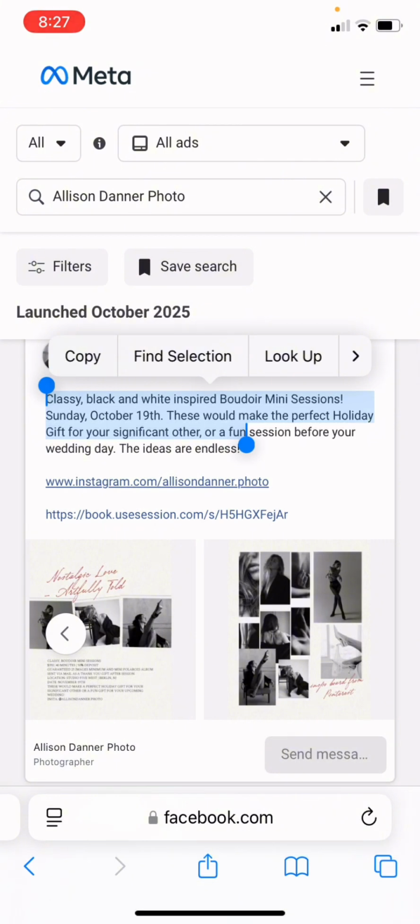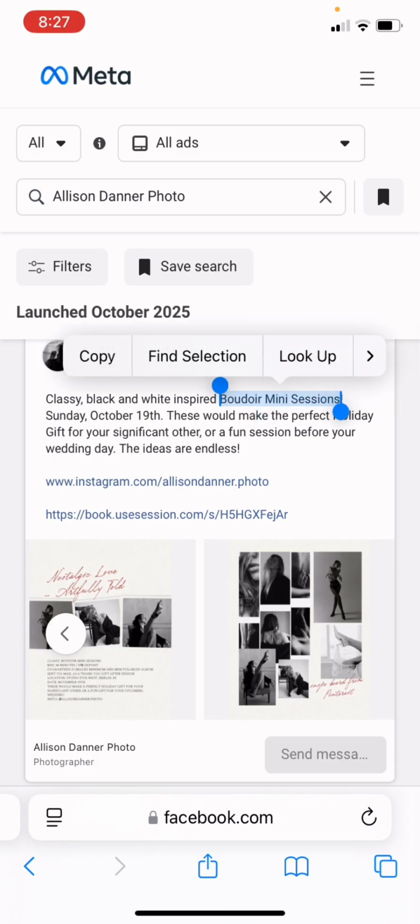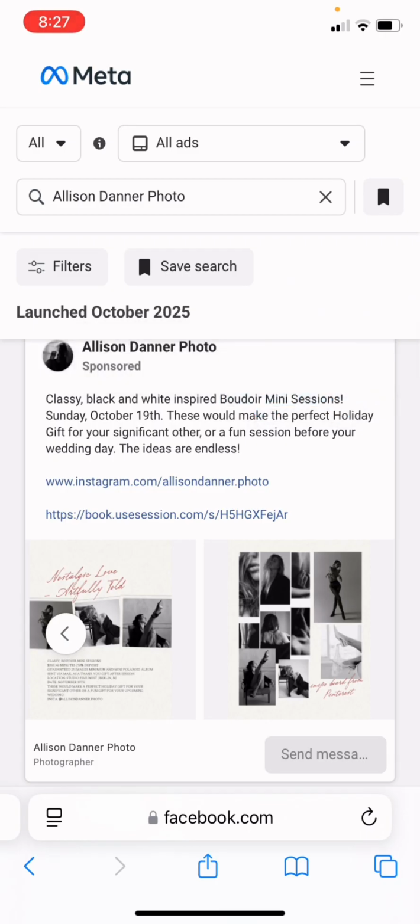All right, so what do you got in here? You got boudoir mini sessions, so you got solution, perfect holiday gift for your significant other or a fun session. Well, now here it's interesting as we put on God marketing mode. Perfect holiday gift for your significant other. That's a positive. All right, so you do have a positive here. I think I just literally didn't read the second sentence. Now it's interesting. So you got a positive. You got one out of the four.